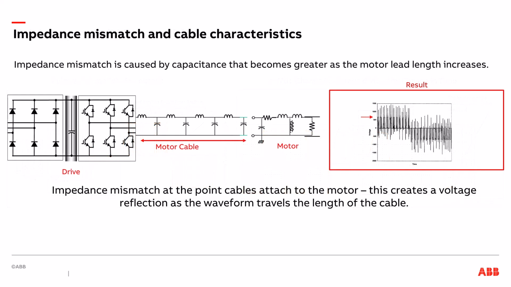Impedance mismatch is caused by capacitance in the cable between the drive and the motor and increases with length. There is impedance mismatch at the point the cable attaches to the motor. This, in turn, creates voltage reflection as a waveform travels the length of the cable. This results in voltage spikes. NEMA MG Part 31 is accounting for this in its calculation.